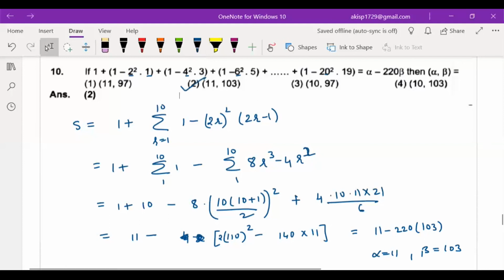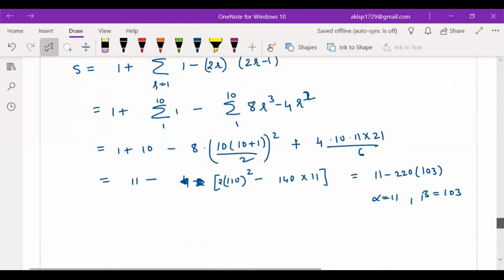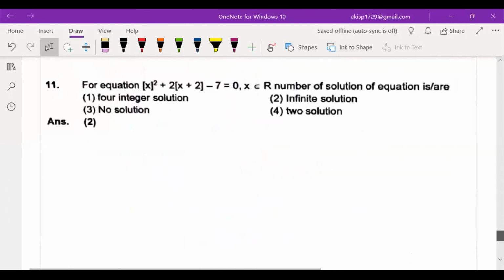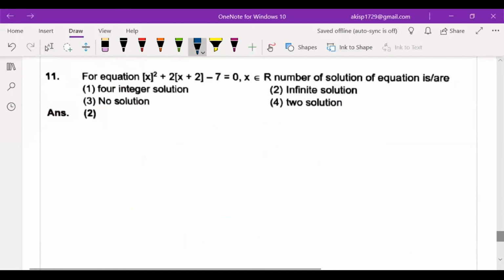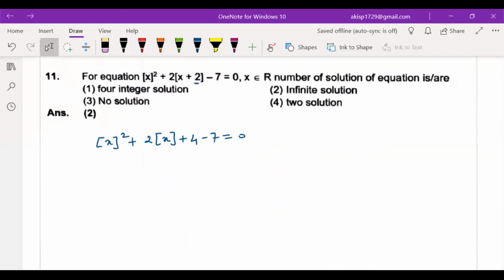Okay, let us look at another problem. We want to find the number of solutions of this. You can see that x is just any real number. So this is greatest integer of x square plus 2 times greatest integer of x, because this 2 is an integer, I can take it outside, plus 4 minus 7 equal to 0. So this is just greatest integer of x square plus 2 times greatest integer of x minus 3 equal to 0. This is a quadratic in greatest integer of x, or you can see that greatest integer of x plus 3 into greatest integer of x minus 1 is equal to 0.